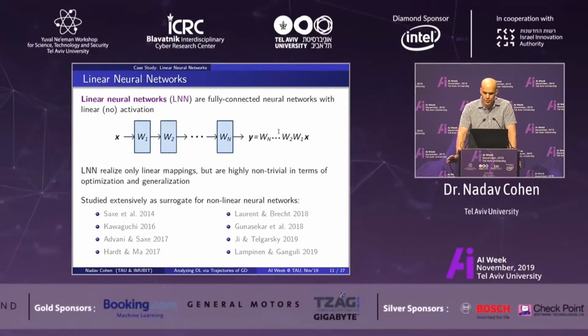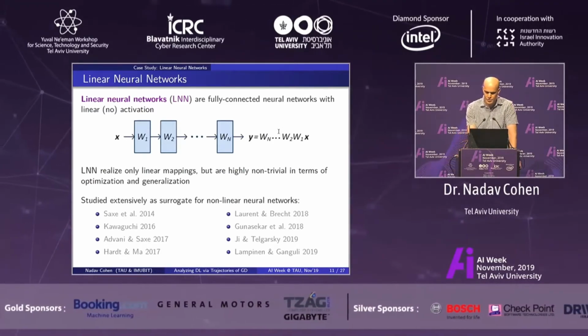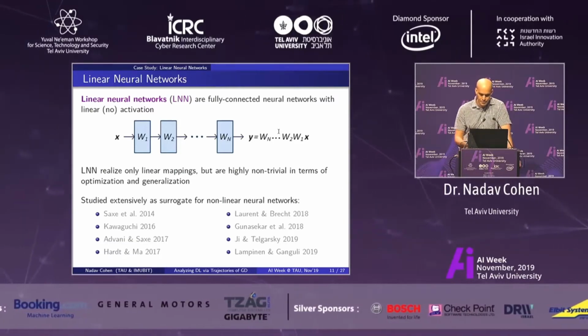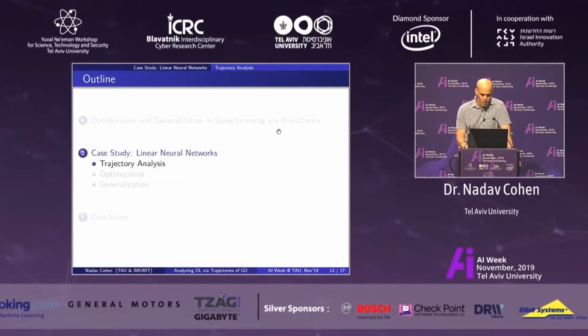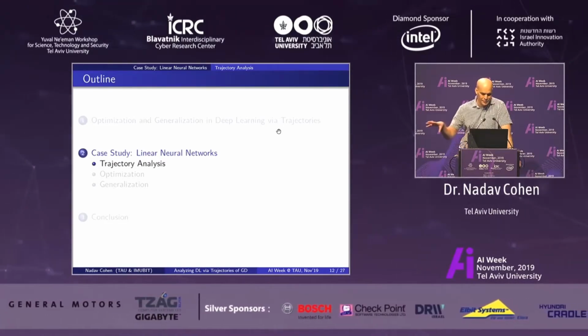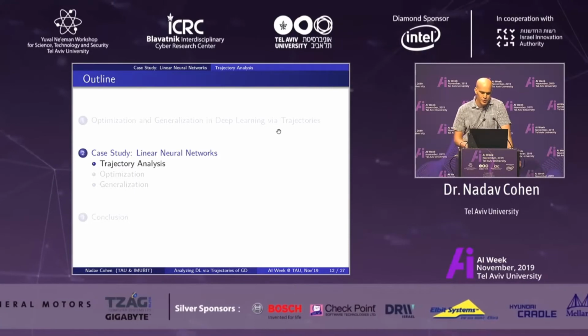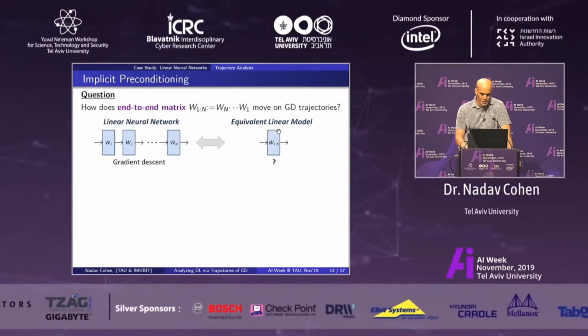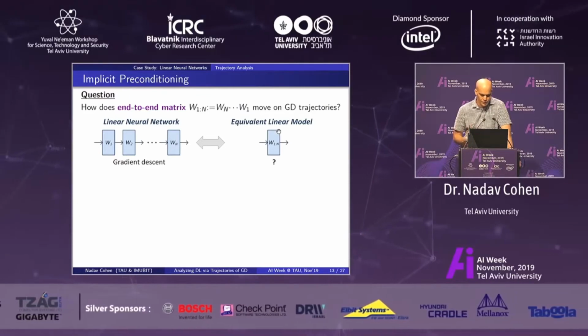and they are really studied extensively. This is just a small sample of papers from the recent couple of years. There are many more. What we're going to do is analyze the trajectories of gradient descent over linear neural networks, and then we're going to use the results to reason about optimization and generalization. So in terms of the trajectory, I'll just show you the final result.